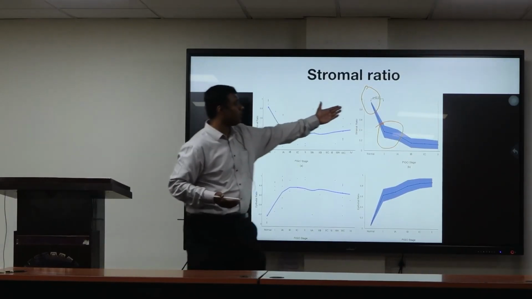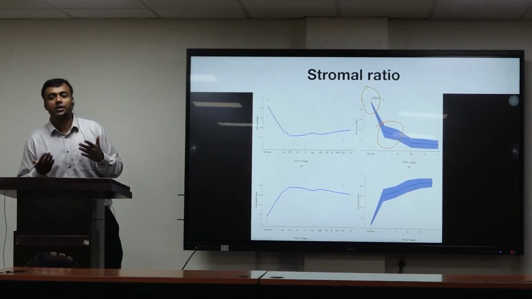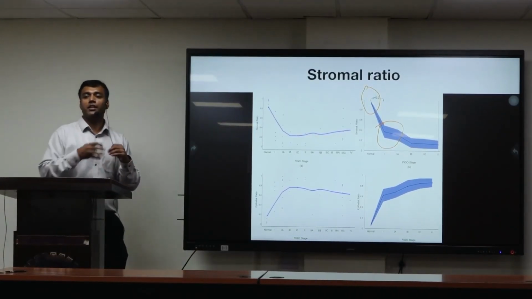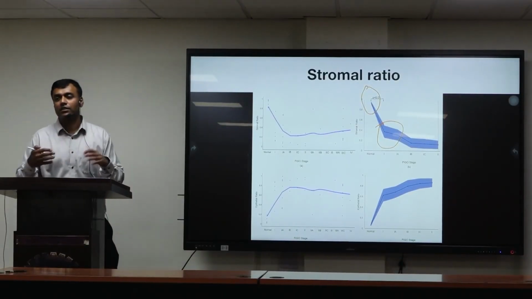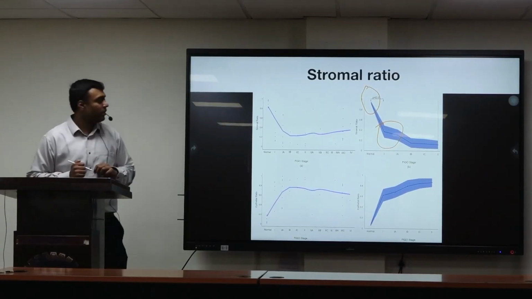So p-value of less than 0.01. So it means in a statistically significant manner, that there is a change. So this is a way of figuring out if it's an early stage ovarian cancer. This method allows us to figure out early stage ovarian cancer.